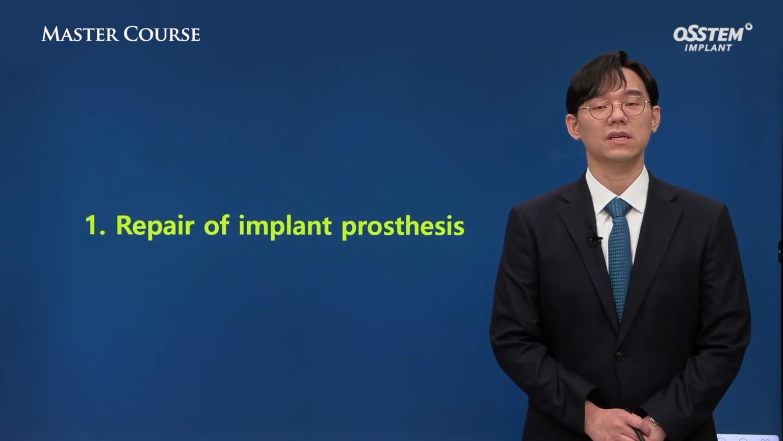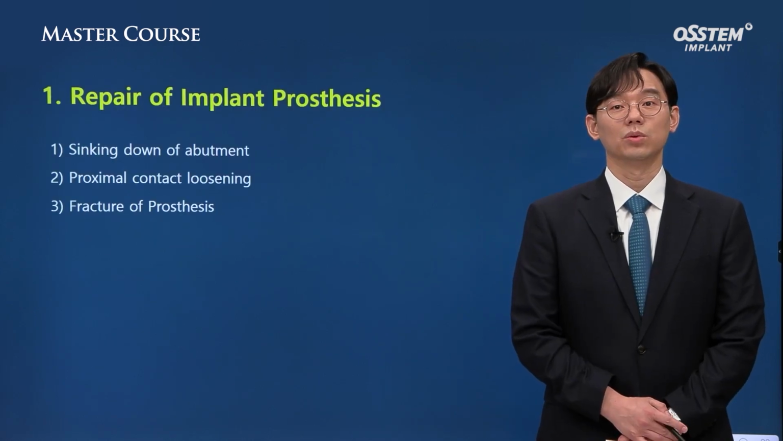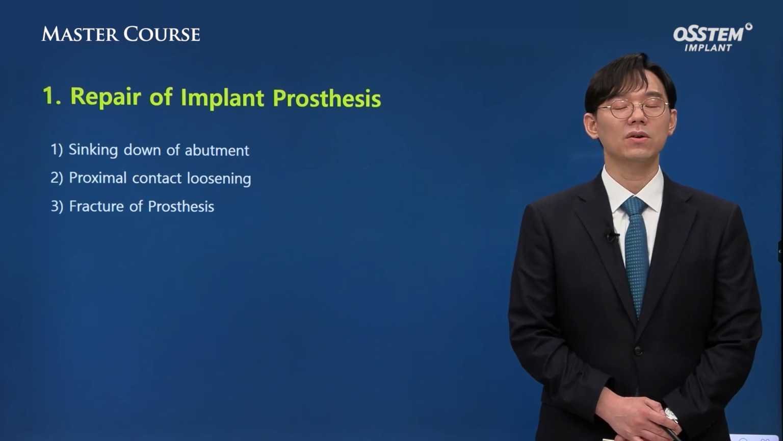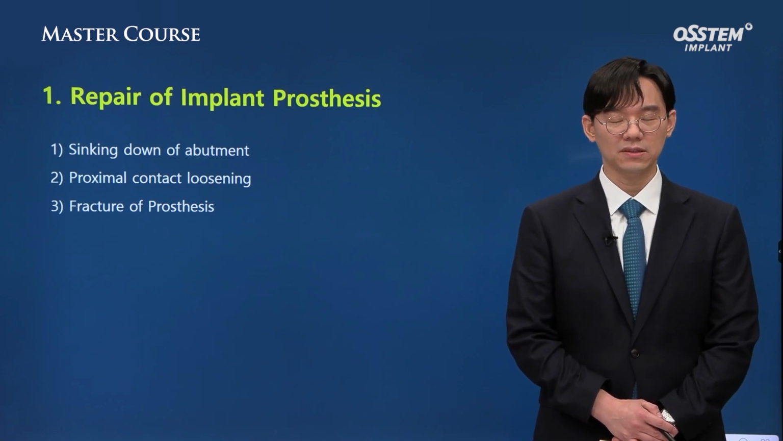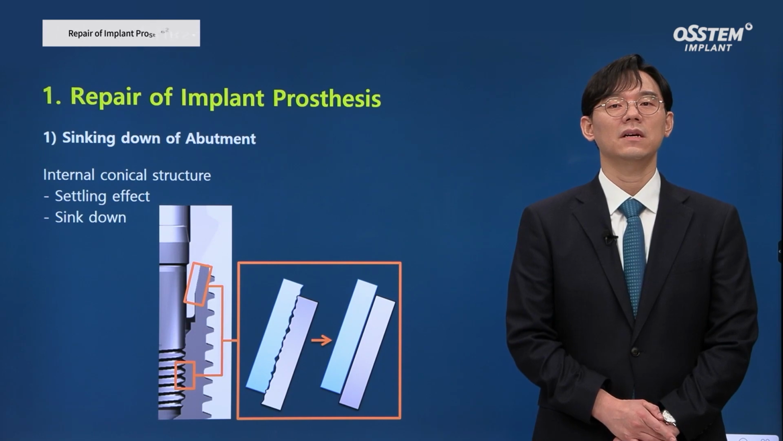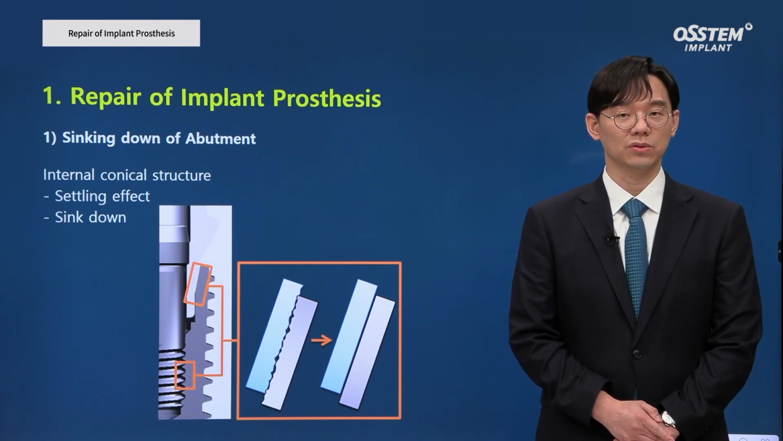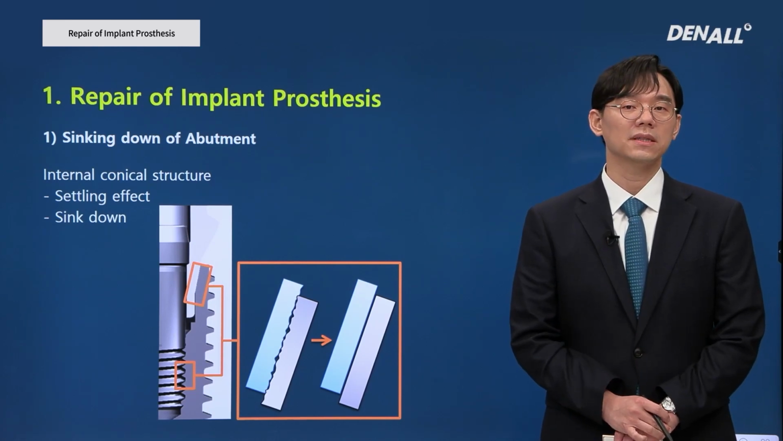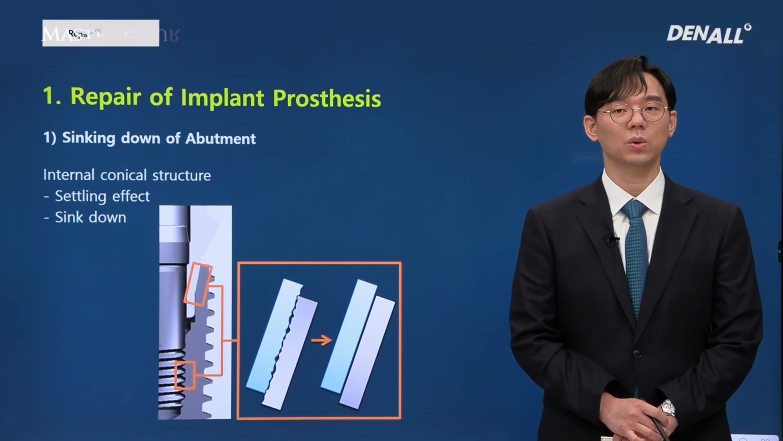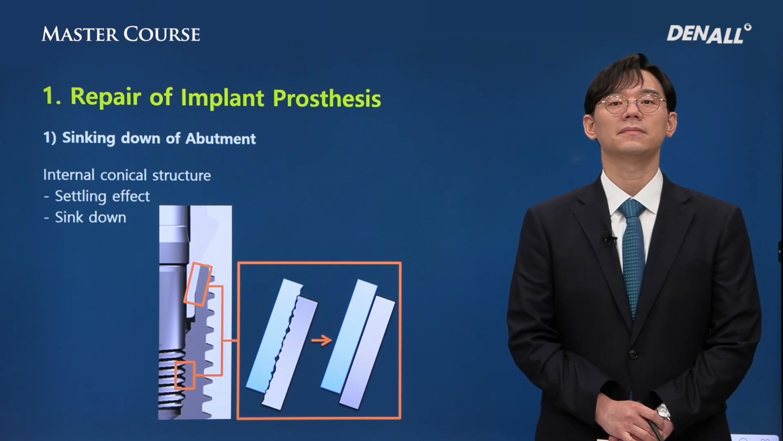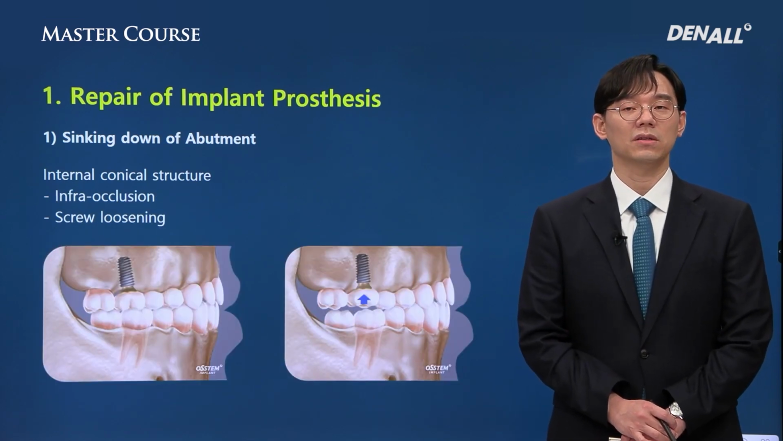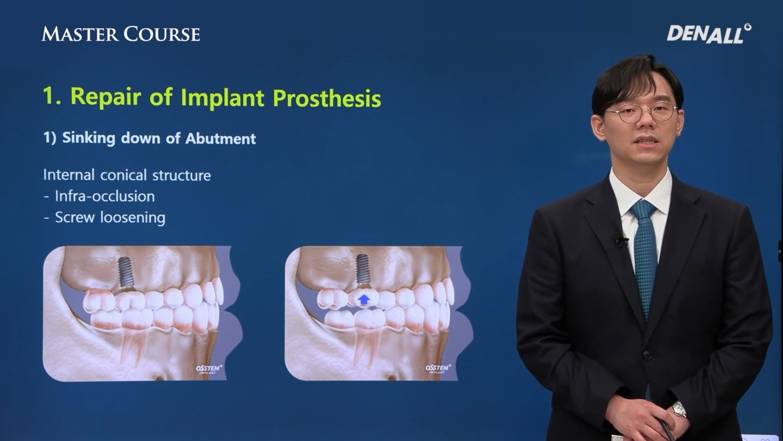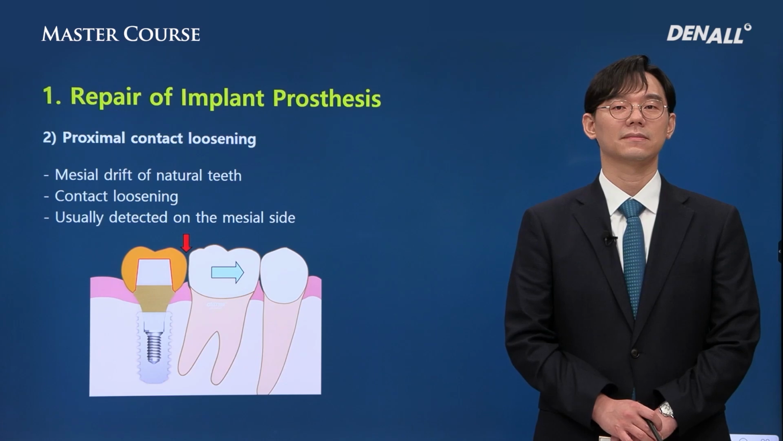For various reasons, prosthesis repair occurs. It may be caused by sinking down of abutment, proximal contact loosening, and fracture of prosthesis. In the case of internal conical structure, once occlusal force is continuously applied, there is a settling effect between abutment and implant, and because of it, there is a sinking down effect. Once this occurs, occlusion becomes low and the preload of screw is reduced and screw loosening occurs.